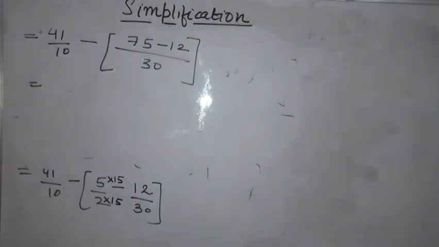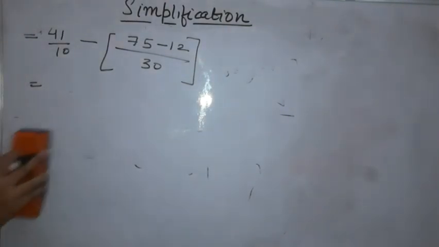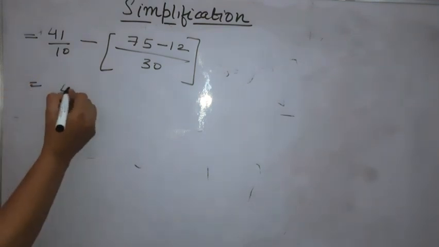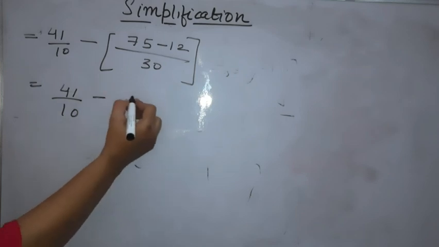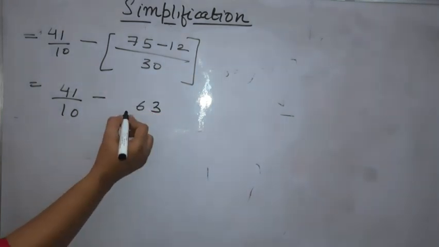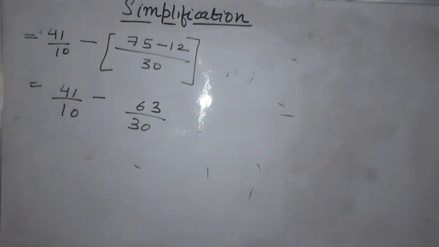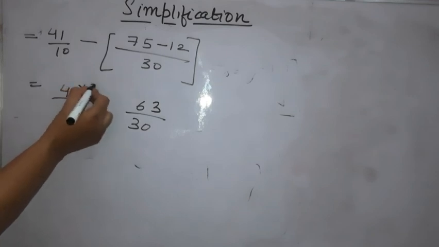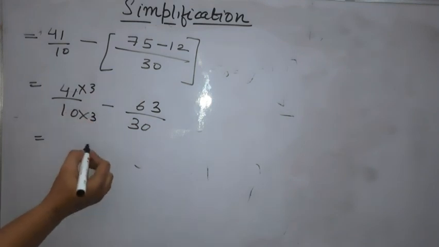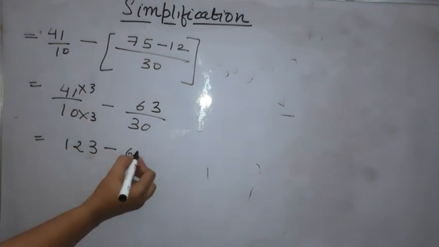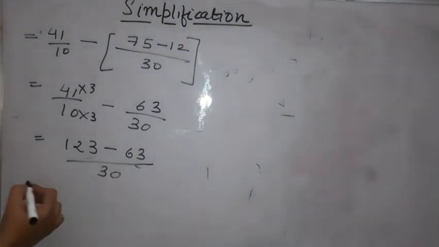Now this is the last step which will remove the big bracket. So what is 75 minus 12? 75 minus 12 is 5 minus 2 is 3, 7 minus 1 is 6. 63 upon 30. Now students, tell me what is the LCM of 10 and 30? The LCM of 10 and 30 is again 30 because 30 comes in the table of 3. So numerator has to be multiplied by the same number. So 3 1s are 3, 3 4s are 12. 123 minus 63 upon 30.